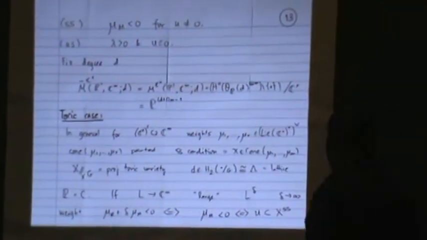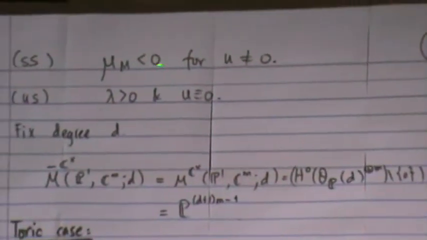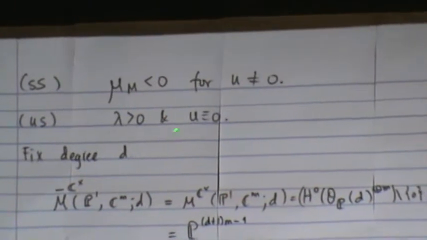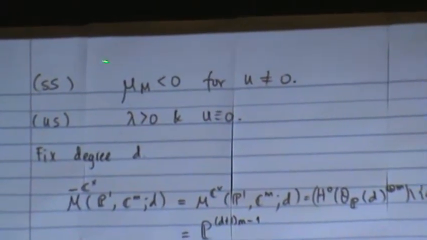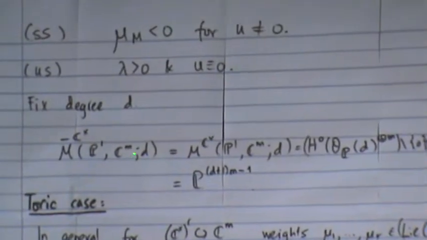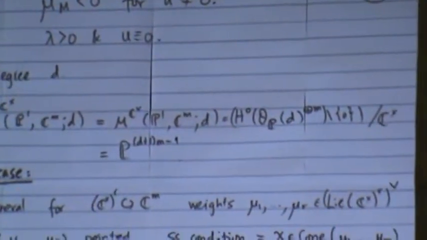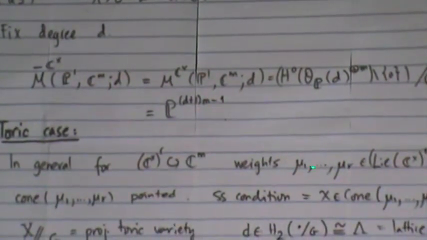And so the map is going to be semi-stable if mu m is simply smaller than 0, and for u equal to 0, and unstable if lambda is greater than 0 and mu is exactly equal to 0. So in this case, the moduli space of the semi-stable maps that go from P1 to Cm to 3Z is just a projective space, just as we expect. In the third case, it's exactly the same situation.